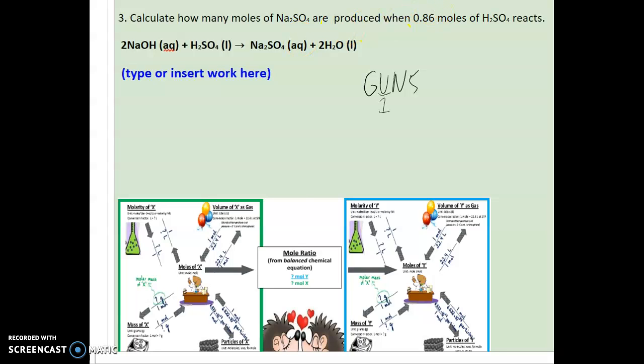Right here, I can see that it says 0.86, so I'm going to start with that. 0.86 of what? 0.86 moles of H2SO4. So I'm going to write that down right here: 0.86 moles. I know to write moles because it just straight up tells me. H2SO4. And I'm going to put that over 1 because that's what my U is, under 1.